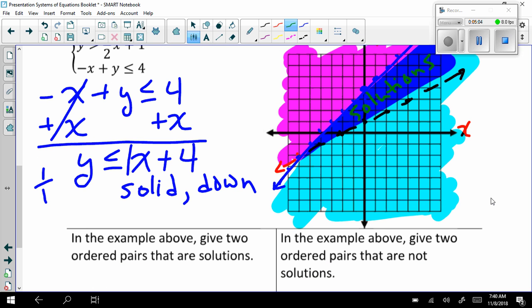So it says down below, in the example above, give two ordered pairs that are solutions. So there's infinitely many, but notice what I'm looking for are points that are in this region where they overlap. So for example, I could go to this point right there. They overlap. So that would be (0, 3) as one point. I could also go over here. Let's go right there. So 1, 2, 3, 4, 5, and then up 1, 2, 3, 4, 5, 6.